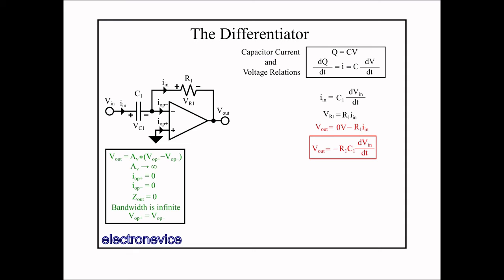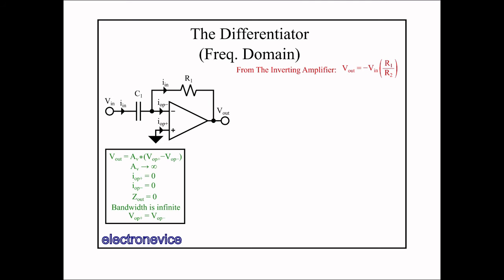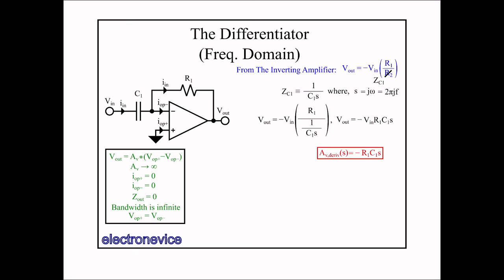Now we look at the more useful frequency domain representation of the differentiator. We again take the purely resistive inverting amplifier equation and replace R2 with the frequency domain impedance of the input capacitor. Substituting this impedance into the equation, we get the following expression for Vout and the gain. We see that the magnitude of the gain at a given frequency gets higher the higher you go in frequency, which of course we could tell from the time domain version. This means the gain is 0 at DC and gets large for high-frequency signals.